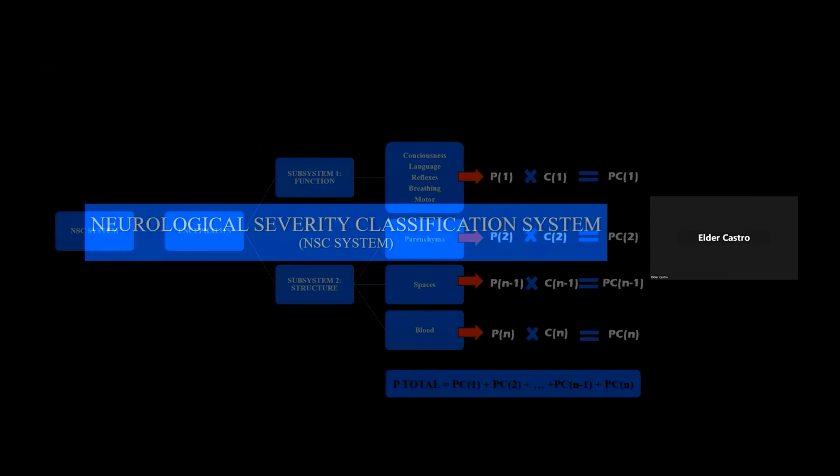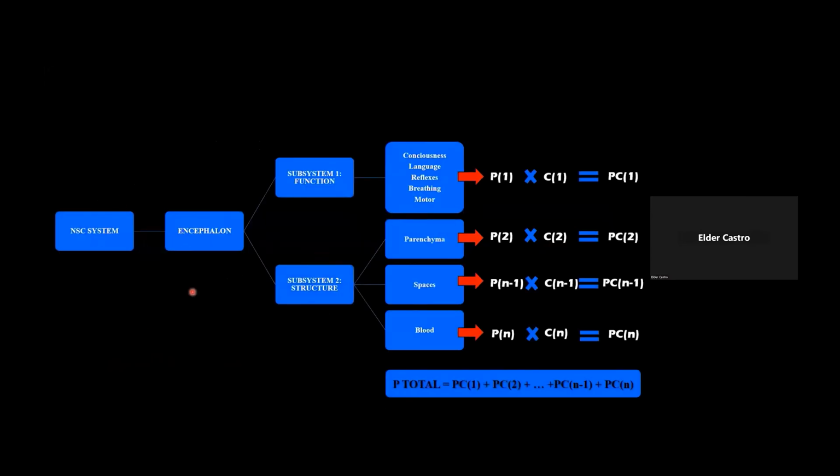Neurological Severity Classification System, MINSA system. The MINSA system evaluates the encephalon with variable subsystems about function and structure. Each category of variables has a score that was multiplied by a coefficient and another score was obtained. The final result was the total score of the system.